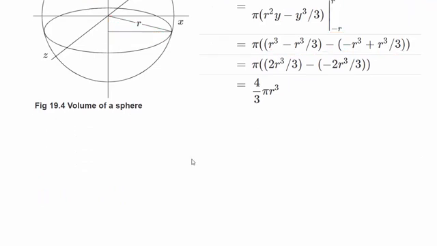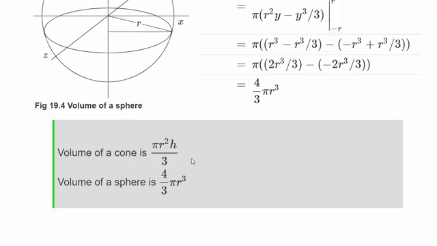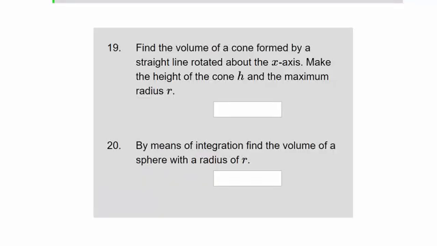So we've now proved from first principles that the volume of a cone is 1/3 pi r squared h, and the volume of a sphere is 4/3 pi r cubed. So you should now be in a position to answer questions 19 and 20 of the questions on integration in the textbook.